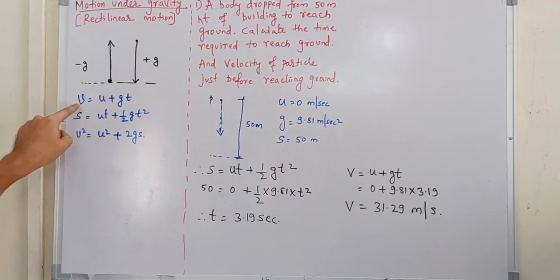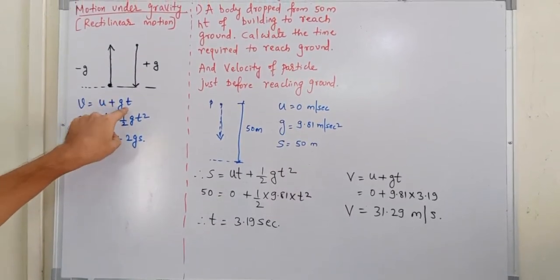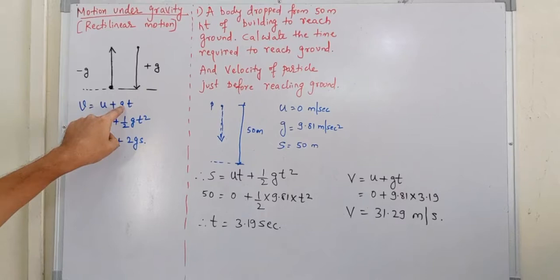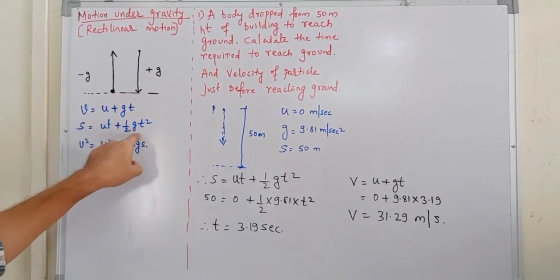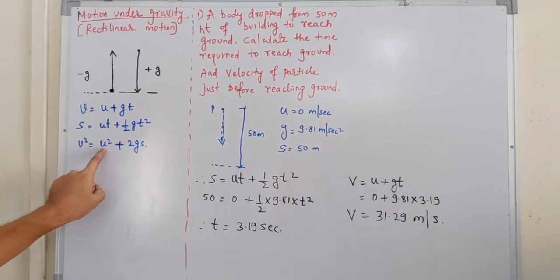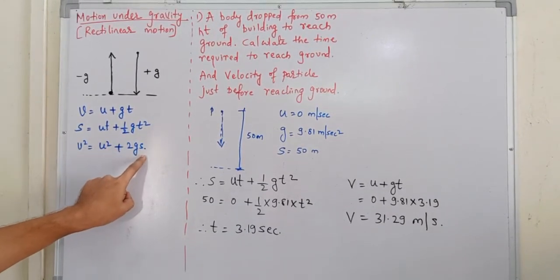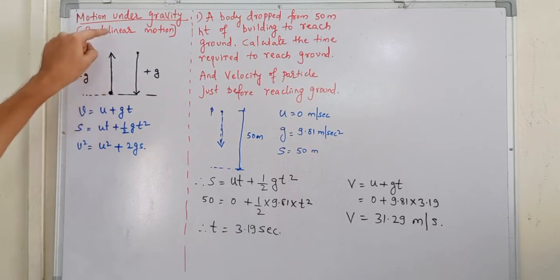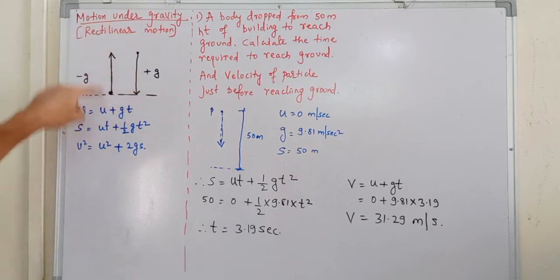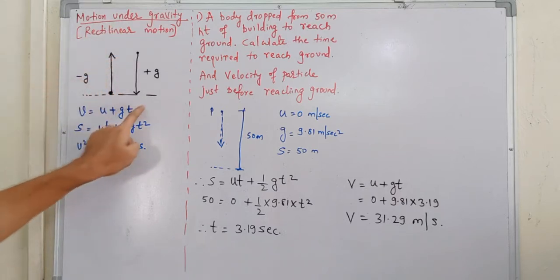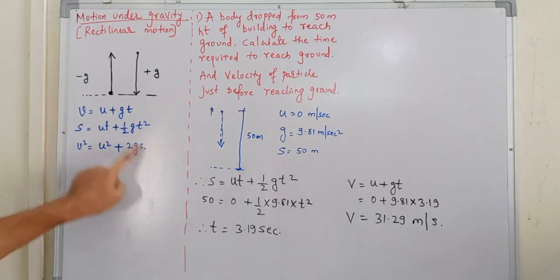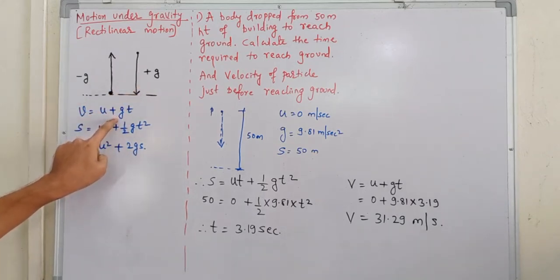Now, taking the acceleration due to gravity as g, rewriting these equations of motion, we get v is equal to u plus gt, s is equal to ut plus half gt square, and v square is equal to u square plus 2gs. You can observe whenever a particle is thrown vertically upward or dropped downward, it follows rectilinear motion. That is why we have applied the same equations of rectilinear motion, replacing a with g. That is the only change here.